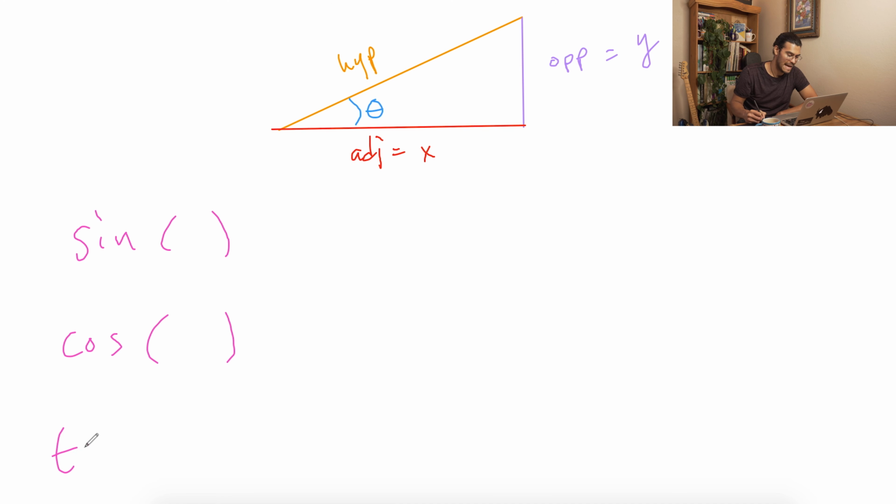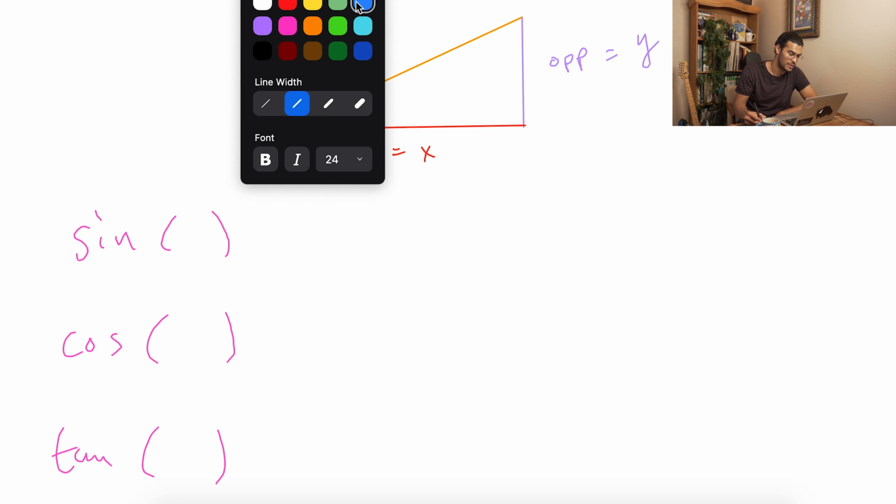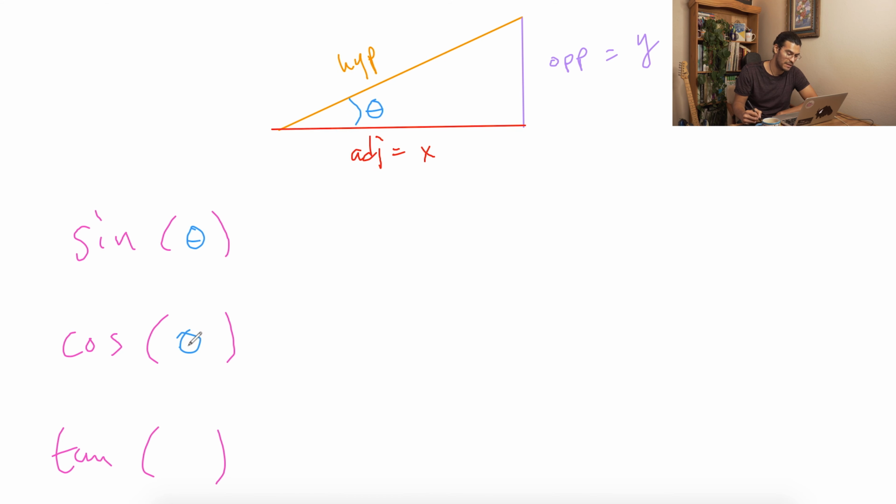cosine, and tangent are our standard three trig functions. So sine of theta, cosine of theta, tangent of theta. Your input is an angle. The thing that this function of your angle is, the thing that transforms out of your sine, cosine, or tangent is a ratio.